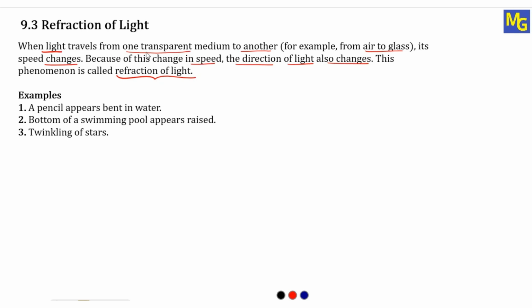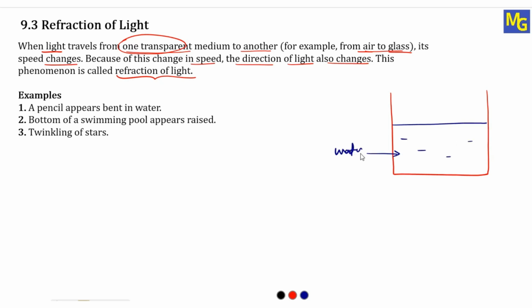Whenever light enters from one transparent medium to another transparent medium, for example from air to glass, or air to water, because air is also transparent, water is also transparent. Suppose this is a beaker, and in this beaker I have taken water up to half. Above the water there is air. This is medium number 1, and this is medium number 2.